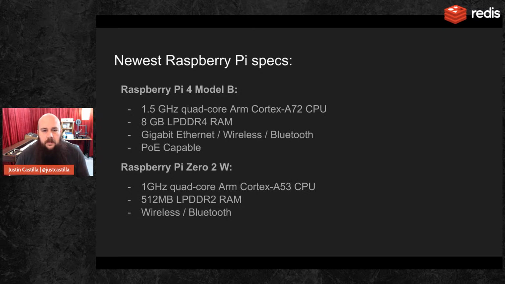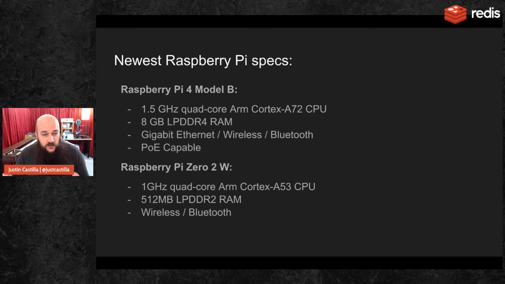Also, it's PoE capable, power over Ethernet. So its standard power is 5 volts through just like a standard USB connection. But you can free up a USB connection for other components. That's the normal Raspberry Pi Model 4.